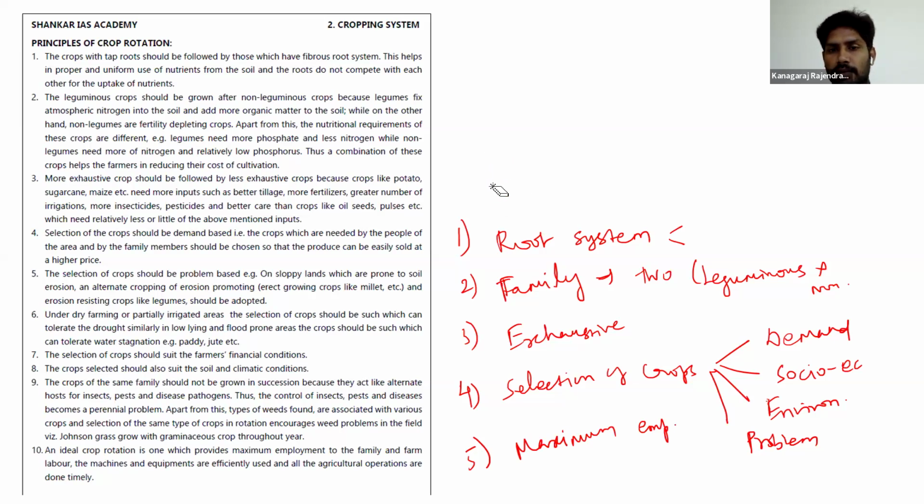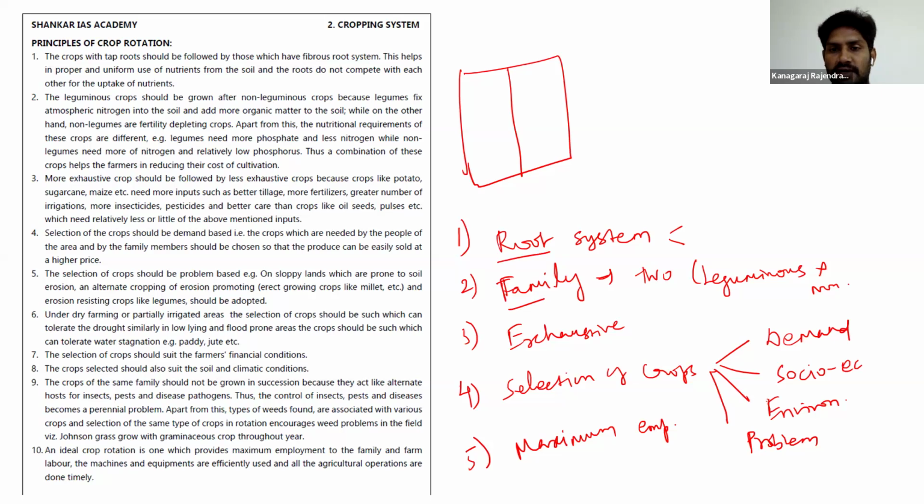So while making short notes, take the A4 sheet and divide it into half. You can use the half page for making short notes one by one. So after writing the crop rotation definition, you can write the principles in this way. So at the time of revision, just by seeing these short notes, you can recollect all the points.